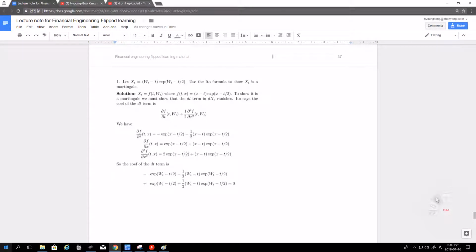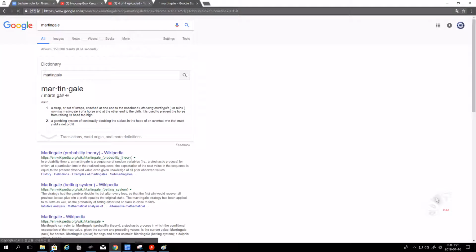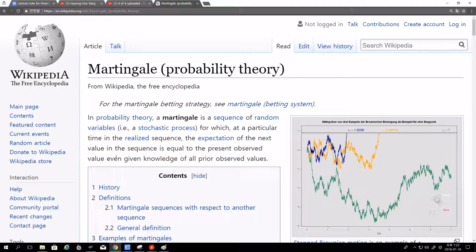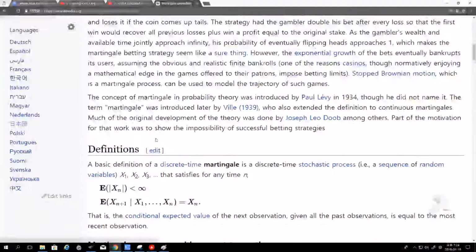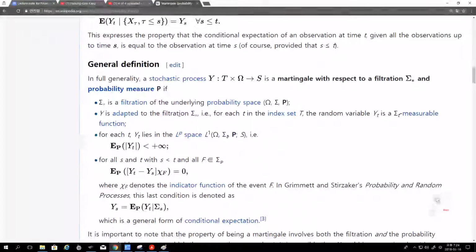If you want more explanation of martingale, you can maybe Google "martingale probability Wikipedia." There's some explanation about martingale. This is an alternative definition, but given this information, the new value is the same as the old value, so the change between X_n+1 and X_n is 0. So it is basically the same as my definition.